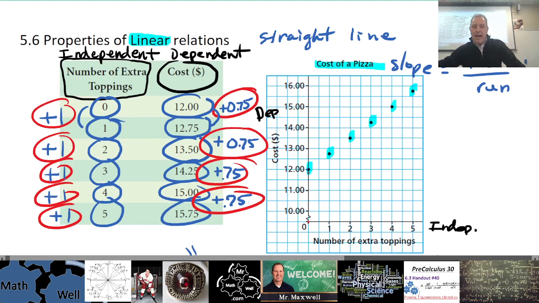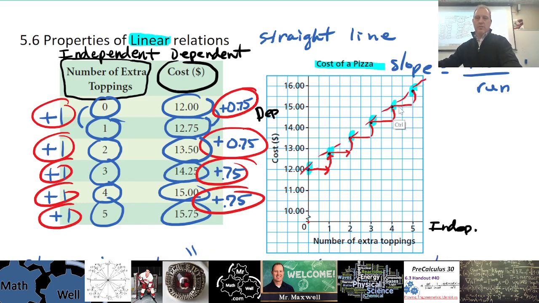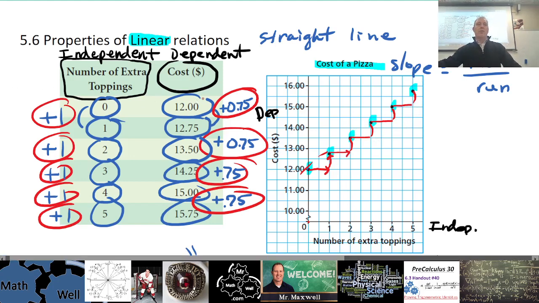Because watch this. As this increases by 1, this goes up by 75 cents. As this increases by exactly 1, the price goes up by 75. So notice that each horizontal and vertical change are identical, and that's what forms a straight line when you were to connect those points. And this is not a straight line that I just did there, because it's tough to do on this tablet. Anyways, you get the picture, okay? So this is what you're looking for when you have a table of values, and when you have a graph, you're looking for points on a line. That's a straight line, okay?